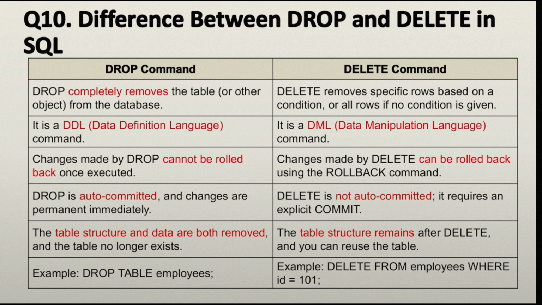Drop is auto-committed and changes are permanent immediately. Delete is not auto-committed and it requires an explicit commit. With drop, the table structure and the data are both removed and the table no longer exists. While in delete, the table structure remains after the delete and you can reuse the table. And at the end, you can also mention the example.